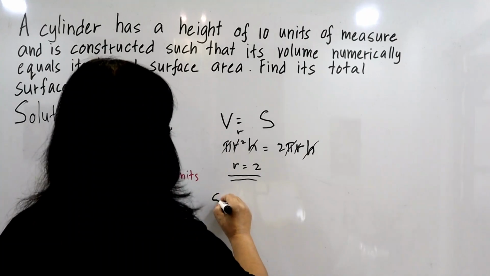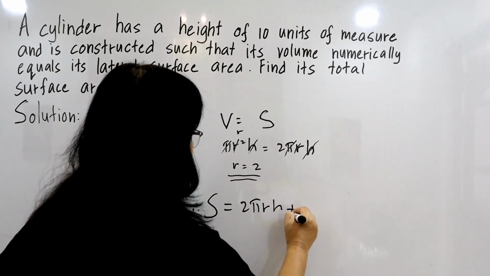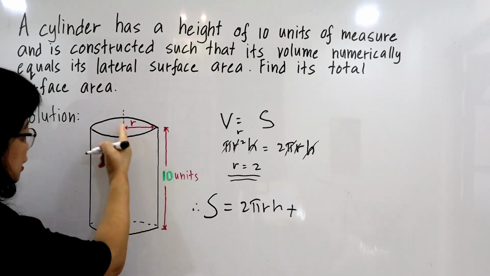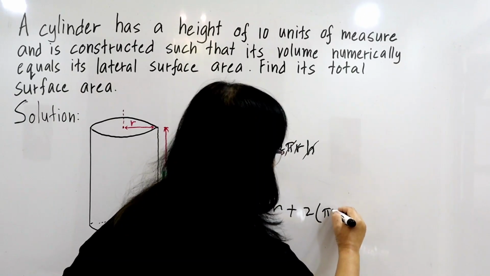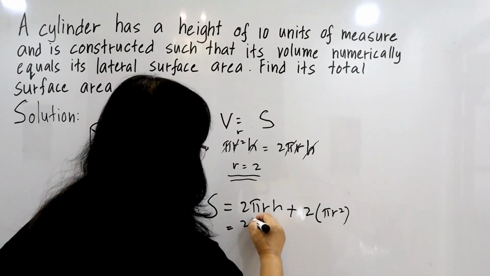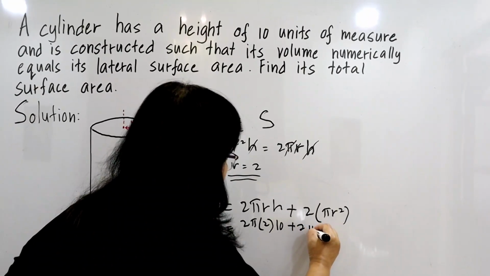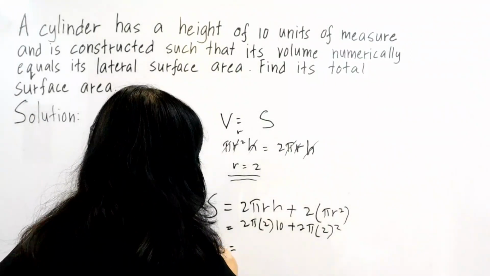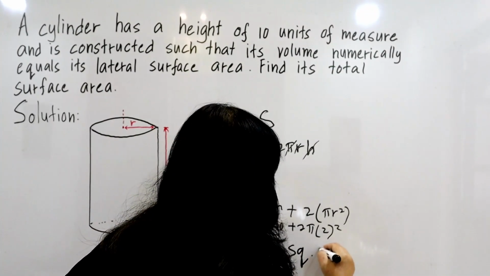Now, find its total surface area. The total surface area is equal to the lateral surface area, which is 2 pi r h, plus the two bases, the upper base and the lower base, each of which is a circle, so 2 times the area of the circle, which is pi r squared. Substituting the value of r, 2 pi times r, which is 2, and the height, which is equal to 10, plus 2 pi times 2 squared. Simplifying this, the total surface area is therefore equal to 48 pi square units.